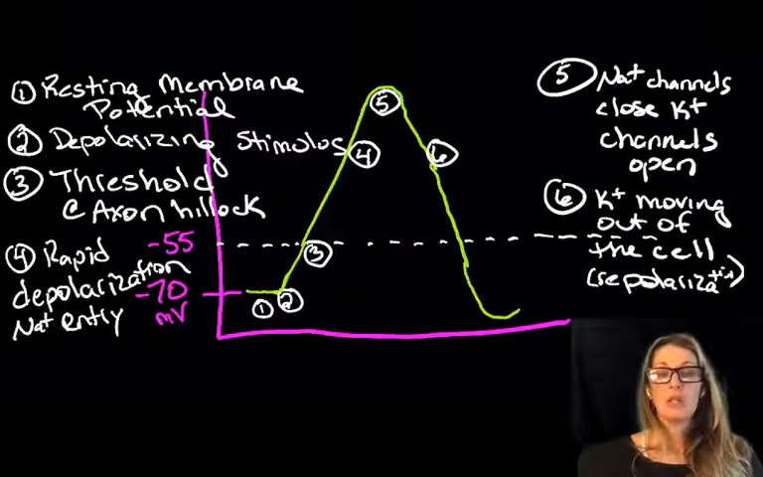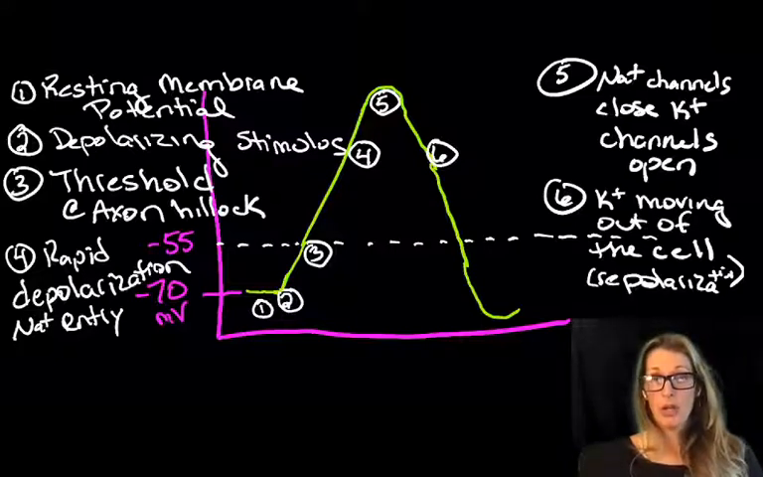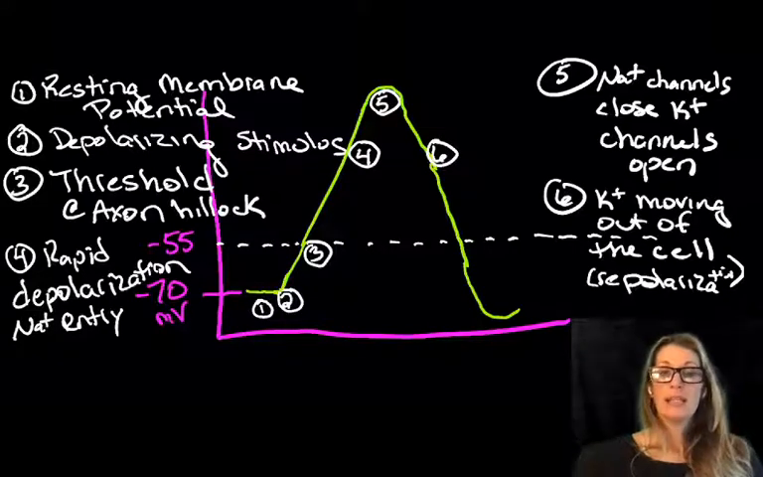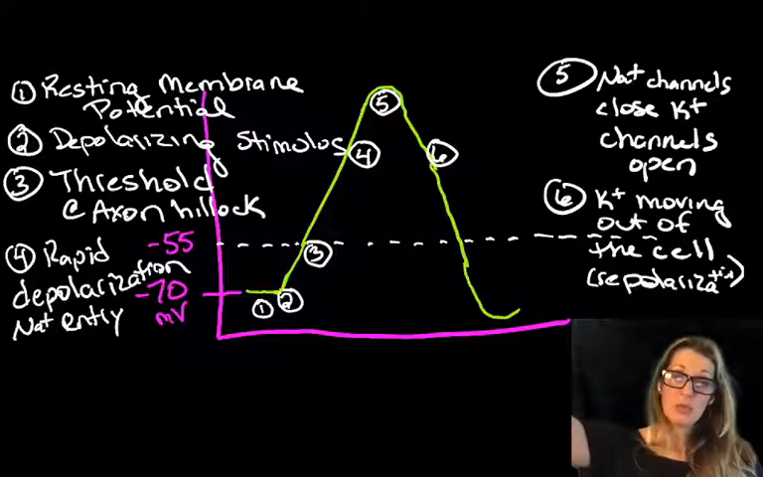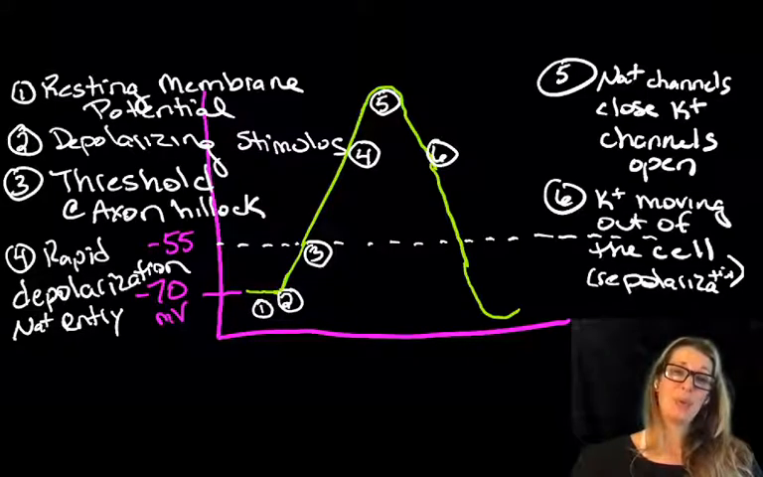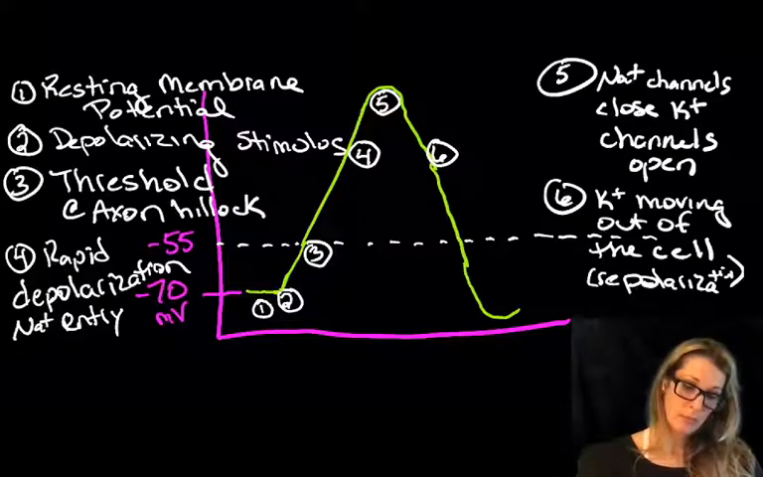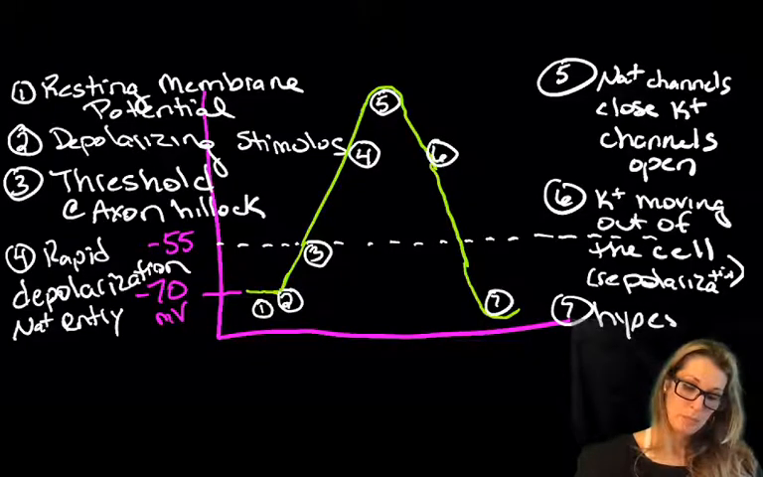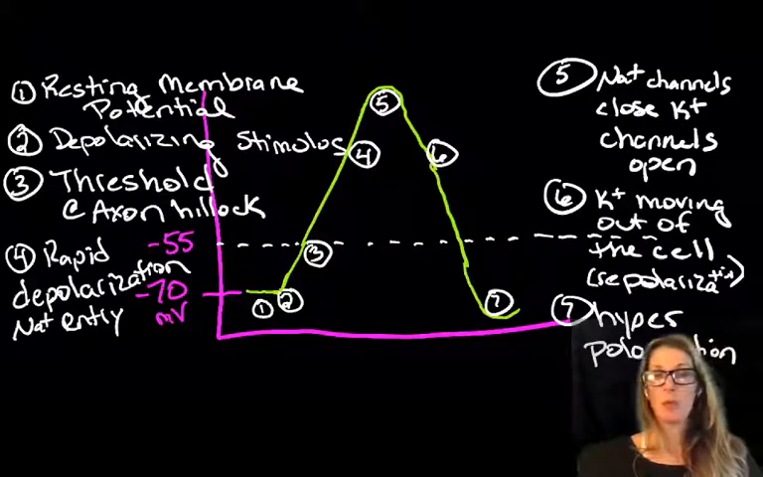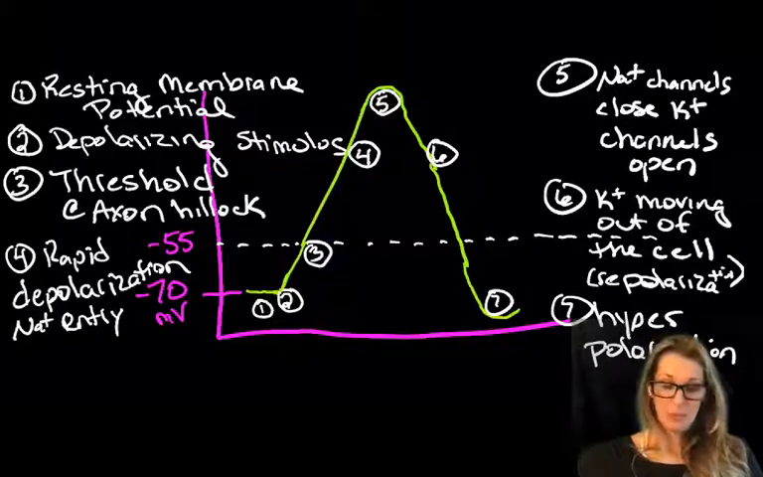And this is because those potassium channels stay open longer. And so lots and lots of potassium leaves the cell. And so the cell, when it repolarizes, actually hyperpolarizes a bit. So we have hyperpolarization of the cell.